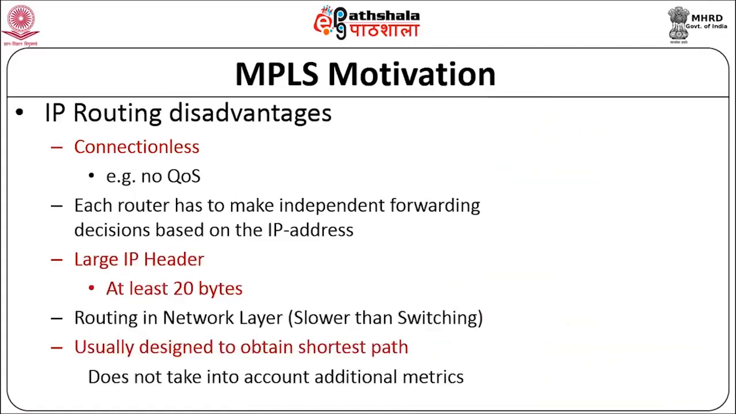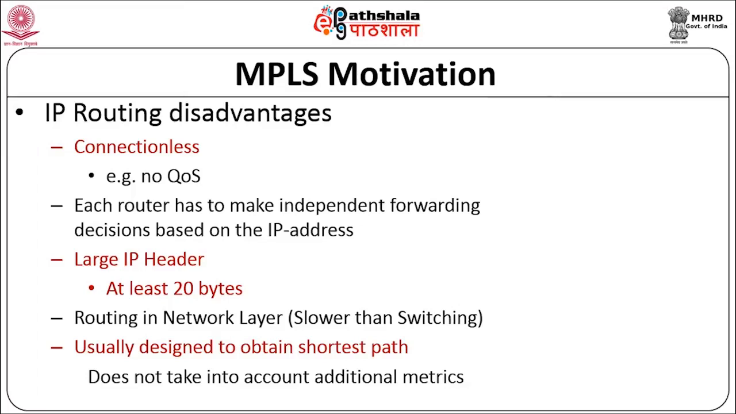And remember, the IP headers are pretty large. The standard header itself is 20 bytes, which needs to be processed at every router. And we are doing this routing at the network layer rather than just a simple switching. So it can be slower than the switching process compared to circuit or virtual circuit switching. So it is a slower process, and usually IP is designed to work with the shortest path routes. You basically work for the shortest path. You normally do not take into account additional metrics. So we would also like to take into account additional metrics wherever possible.